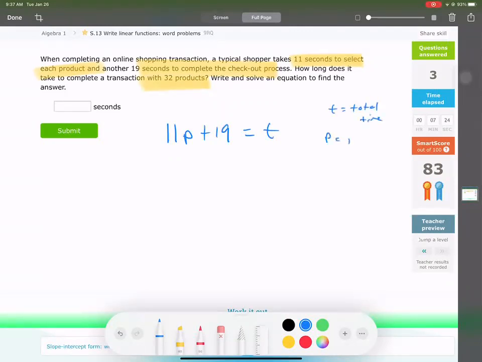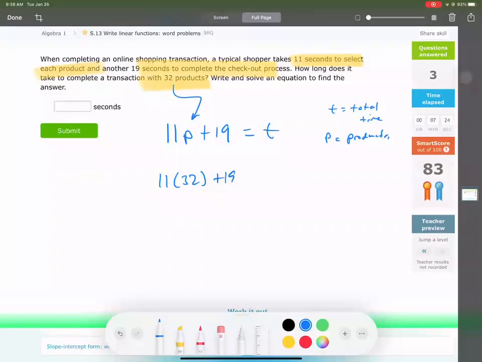and P is products. Now be careful here. We have the temptation of just plugging in 32 to T, but 32 isn't T. That's not my total time. 32 is the number of products we want, and they want us to find that total time. So this is actually 11 times 32 plus 19 seconds for checkout. That's pretty fast checkout actually. How long does it take to complete a transaction with 32 products?